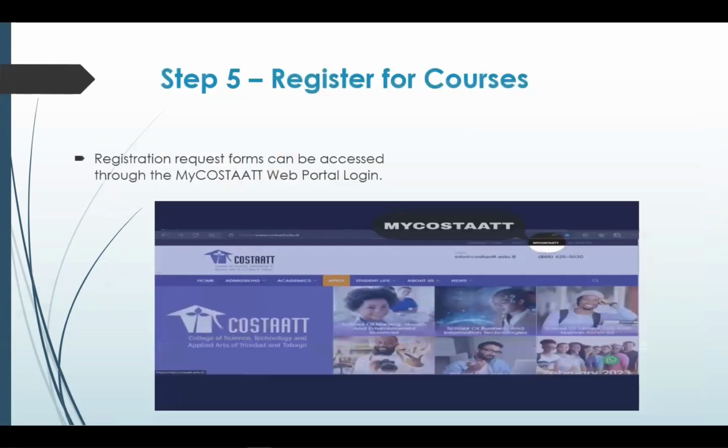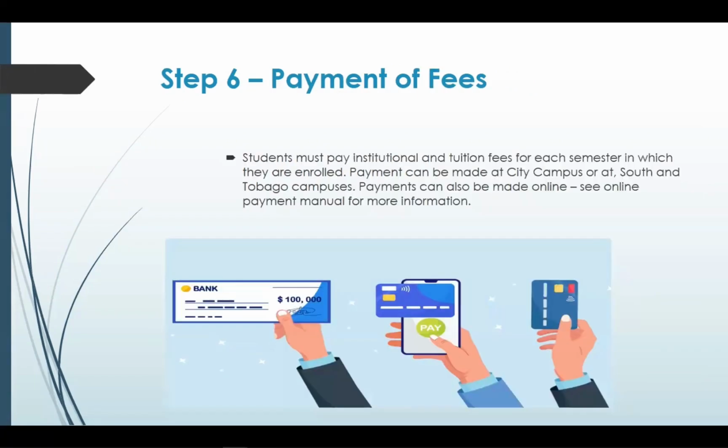Step 5. Register for your courses. Registration request forms can be accessed through the My COSTAATT web portal login. Step 6. Payment of fees. Students must pay institutional and tuition fees for each semester in which they are enrolled. Payment can be made at City Campus or at South and Tobago campuses. Payments can also be made online. See our online payment manual for more information.